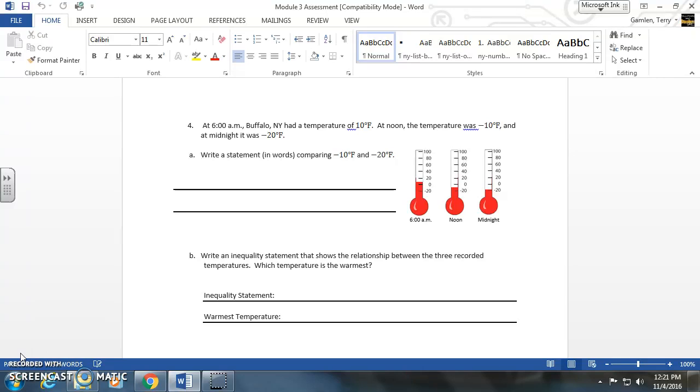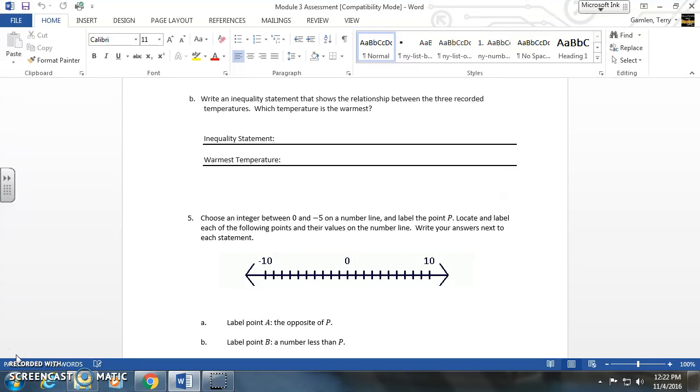Part A. Write a statement in words comparing negative 10 degrees Fahrenheit and negative 20 degrees Fahrenheit. Part B. Write an inequality statement that shows the relationship between the three recorded temperatures. Which temperature is the warmest? The first line, you write your inequality statement, and the second line, write the warmest temperature.